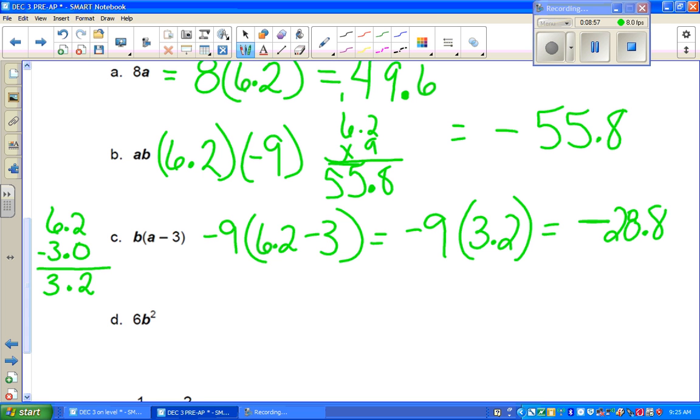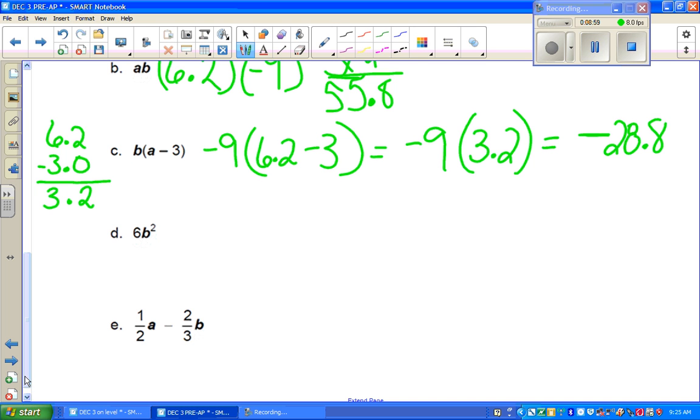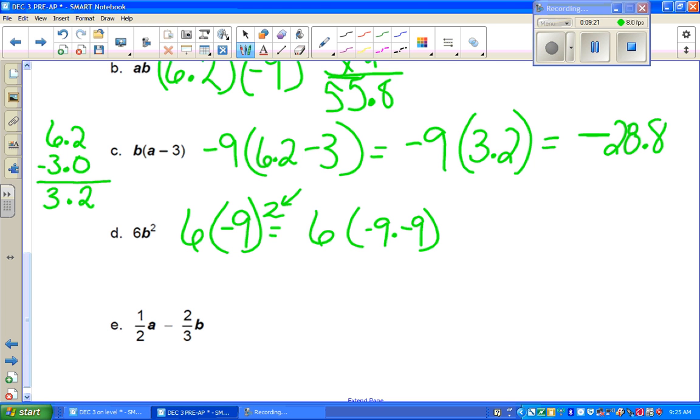Okay, on to letter D. We have 6b squared. Your B is negative 9. We're going to plug that in. Now here we have multiplication, and we also have an exponent. Remember, PEMDAS tells us to do that exponent first. That means we're taking negative 9 times negative 9. So that will give us a positive 81 in the parentheses. So we have 6 times 81, and that yields 486.